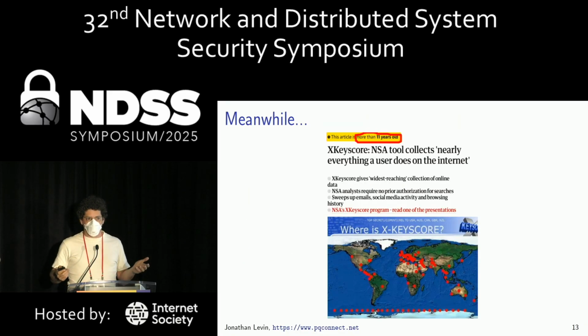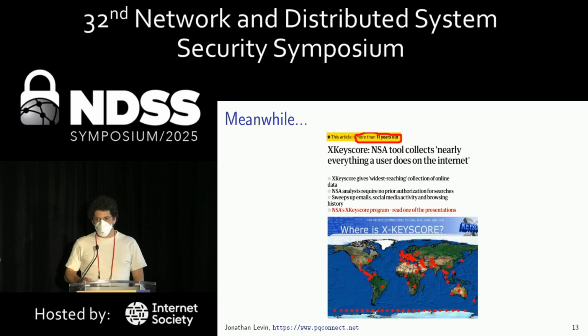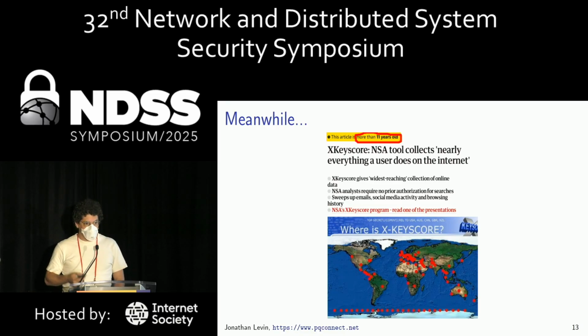Meanwhile, we've known for quite a while now, and this is a screenshot from the Snowden revelations of 2013, that large-scale attackers are collecting everything that we do on the internet in the hopes that one day they can decrypt our encrypted traffic with a quantum computer.